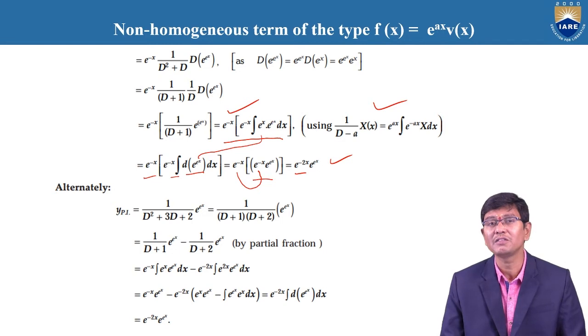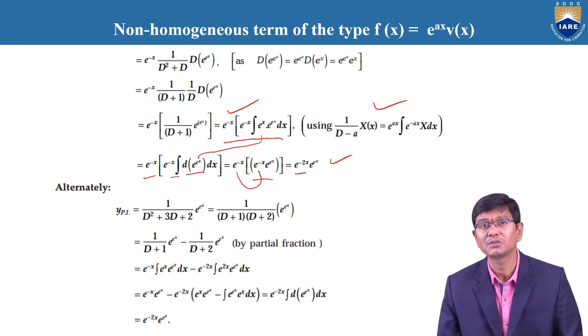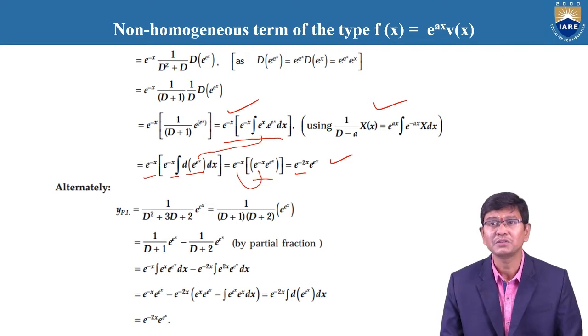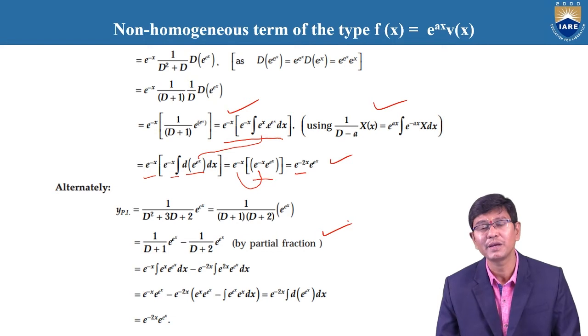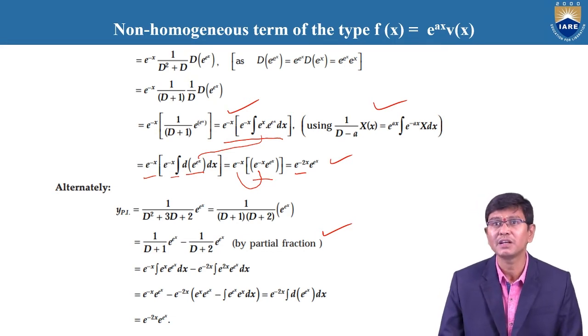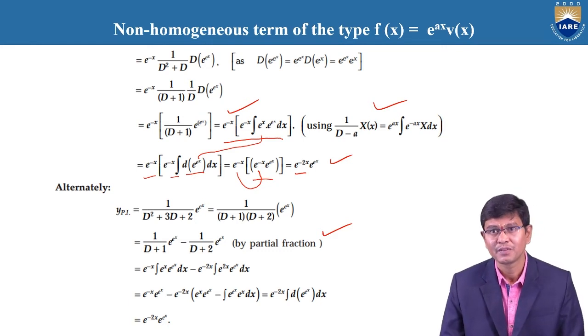Therefore, if you want to follow the partial fraction method, that is 1 by d plus 1 into d plus 2, these are the factors. By using the partial fractions, after finding a and b, you obtain clearly 1 by d plus 1 into e power x minus 1 by d plus 2 into e power x.